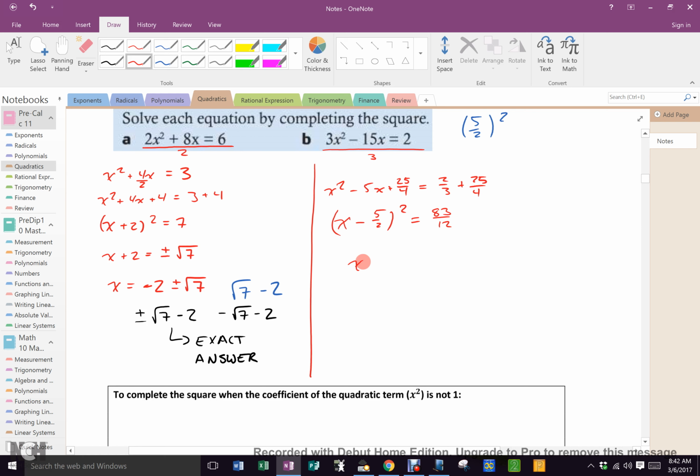Square root both sides. x minus 5 halves equals plus or minus root 83 over 12. x equals plus or minus root 83 over 12 plus 5 halves. Everybody good? And that's exact, and that's what we want. Okay, now I know it looks yucky, but really let's just break it down. There's really nothing there that isn't here, right?